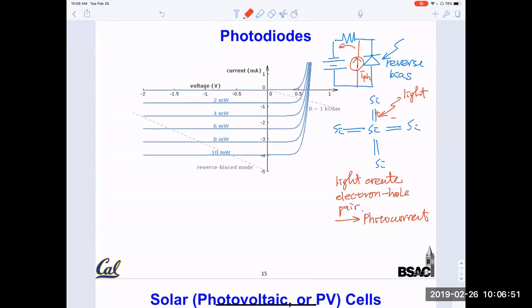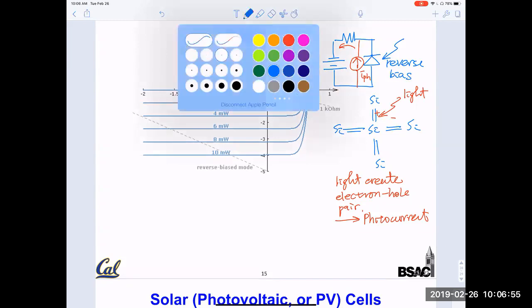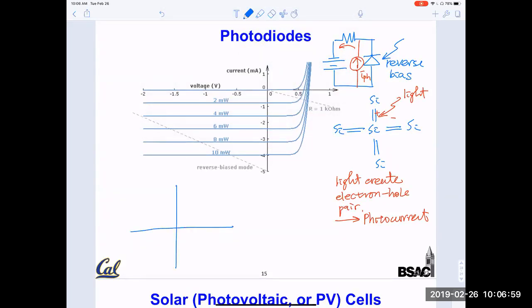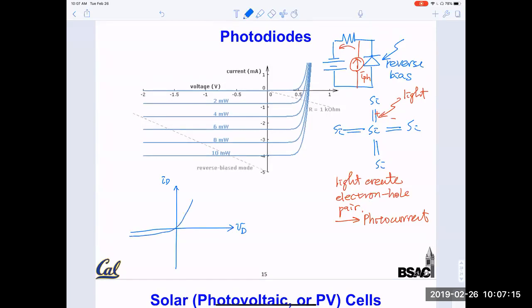So in IV curve, this is the normal IV. Let me redraw the IV at the bottom here at the lower voltage scale. If you recall, here is ID, VD. And we say this is the exponential behavior. So ID equals IS exponential VD over VT minus 1, right? So we normally operate in the first quadrant and the third quadrant. When voltage bias is negative, current is negative. When voltage bias is positive, current is positive.